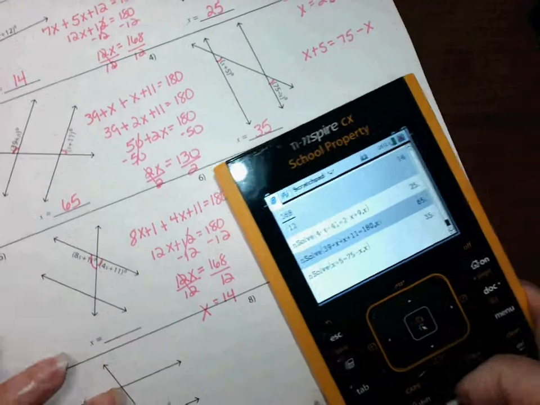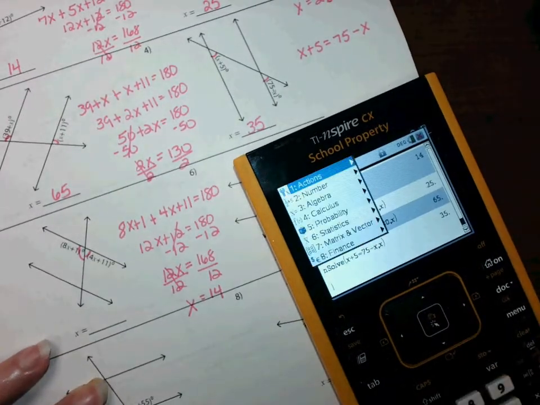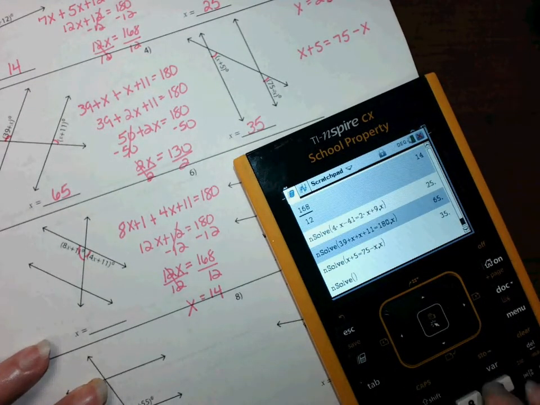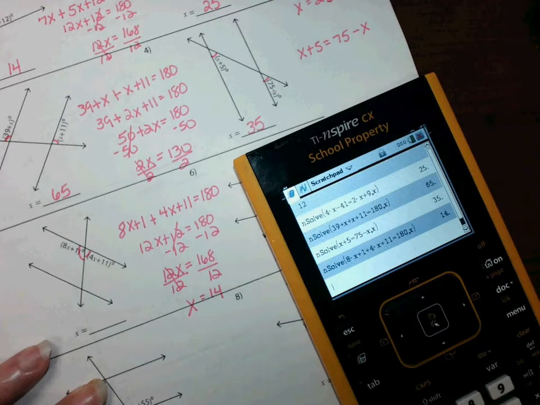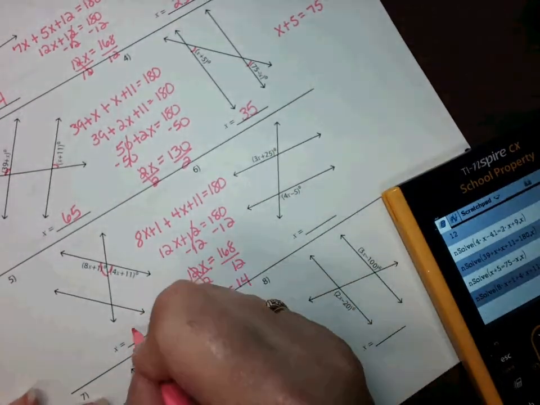Let's double check. Menu 3-1. We've got 8x plus 1 plus 4x plus 11 has to equal 180 degrees. And then I'm going to do comma x. Yes, x equals 14.